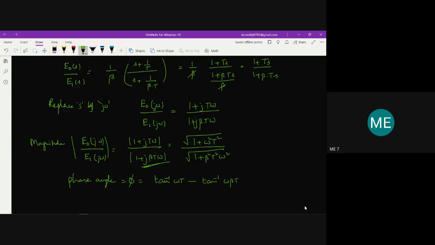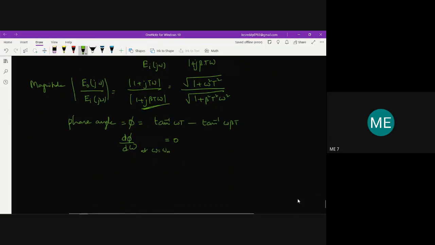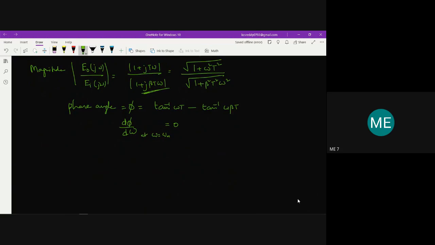Here we are finding the maximum lag angle. This lag angle we are going to find out at what frequency, that is phi m, the maximum phase angle at the maximum frequency. So we are going to find d phi by d omega at omega is equal to omega m equal to 0, then I'll be getting the maximum phase angle phi m. This is according to the maximum theory. By applying the derivative of tan inverse x, which is 1 by 1 plus x square, we will be getting similar results to that in the previous class.